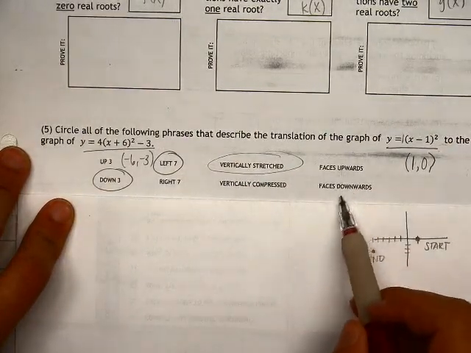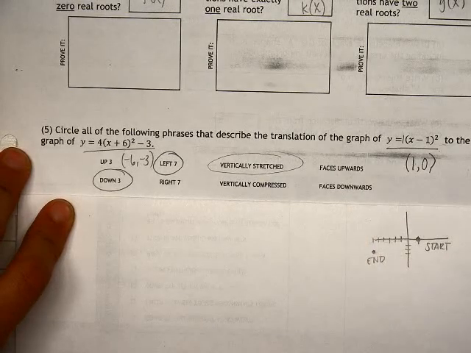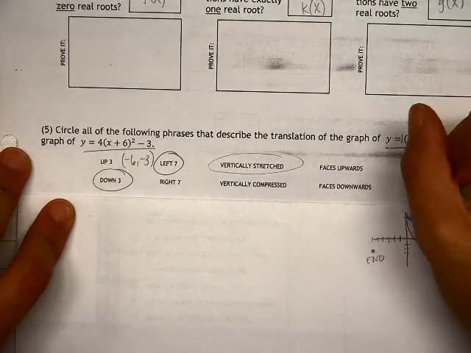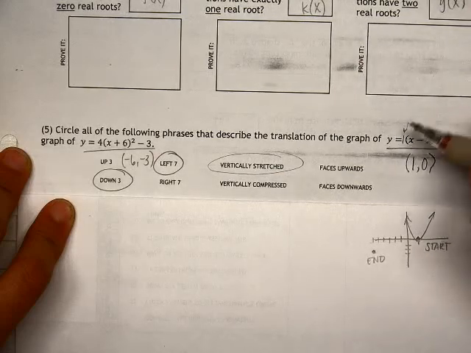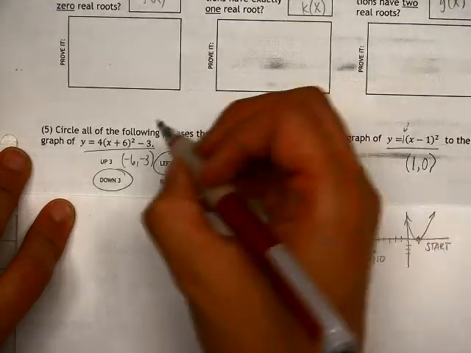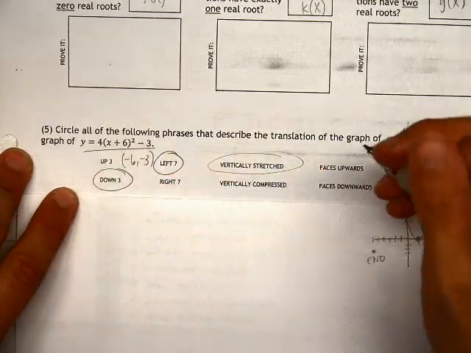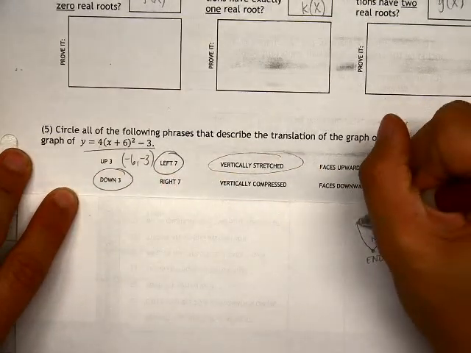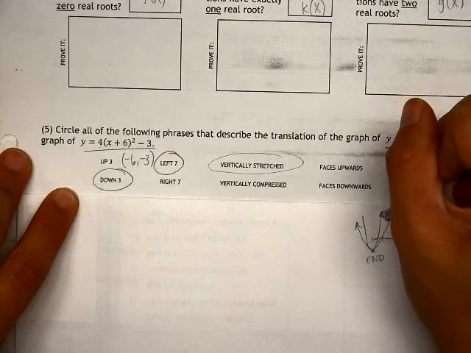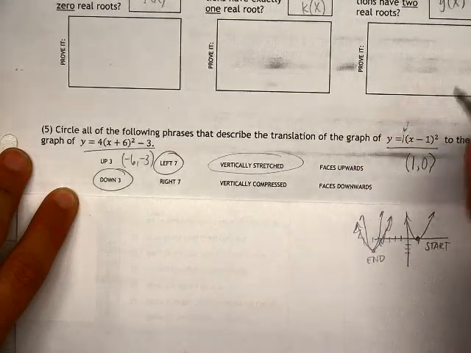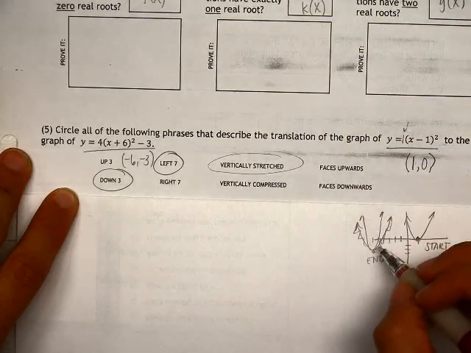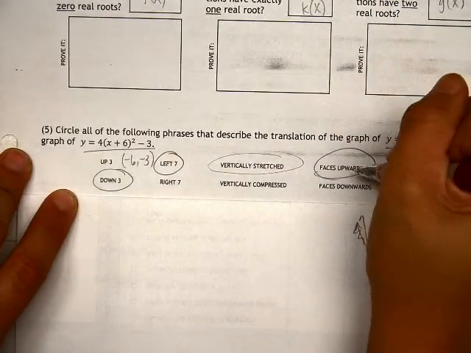Now, in terms of the shape of the graph, the initial graph definitely faced upwards because there was nothing with the a value to indicate otherwise. And since the a value of the second equation is still positive, nothing about the equation changed in terms of the way it's facing, which means, whoops, that should actually be a little skinnier there, that even though it changed shape and got skinnier, it still faces upwards.